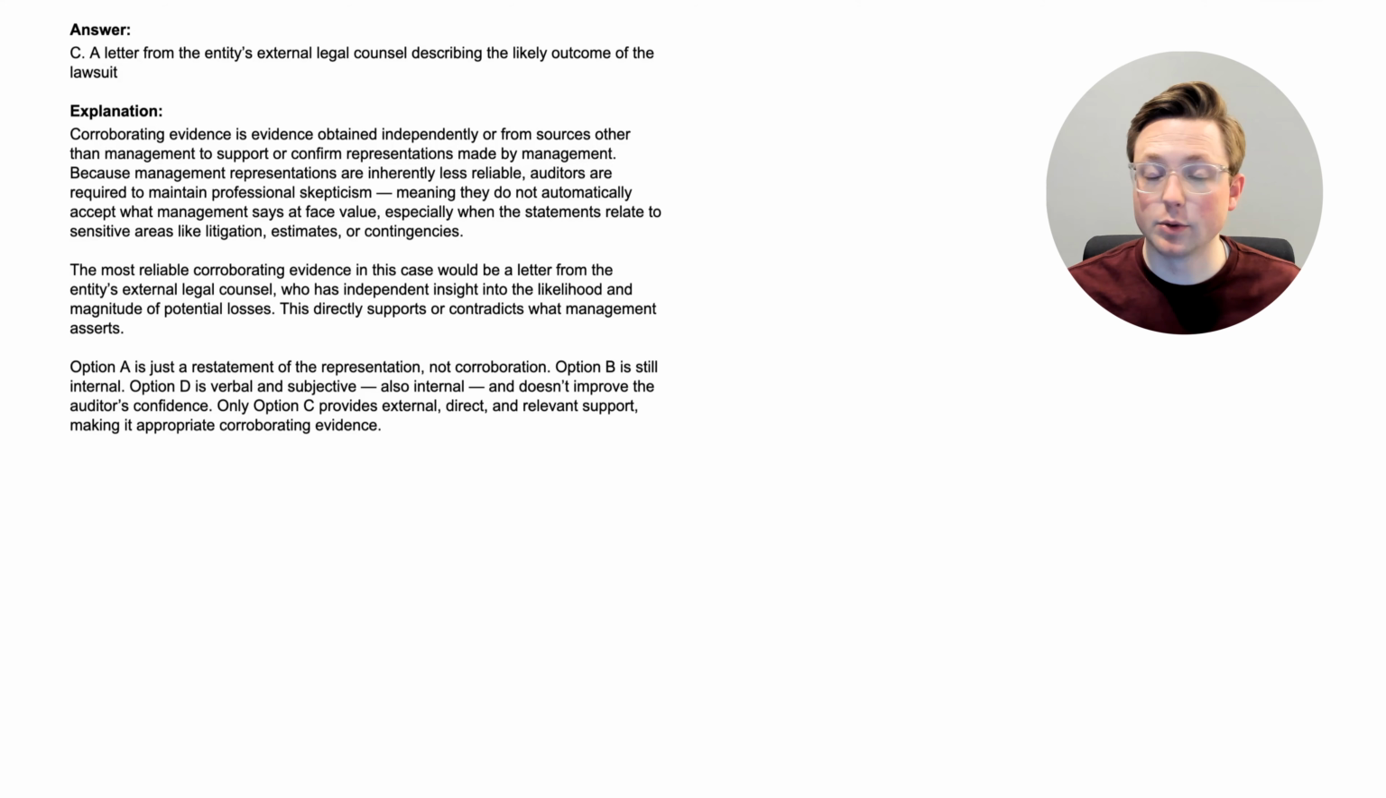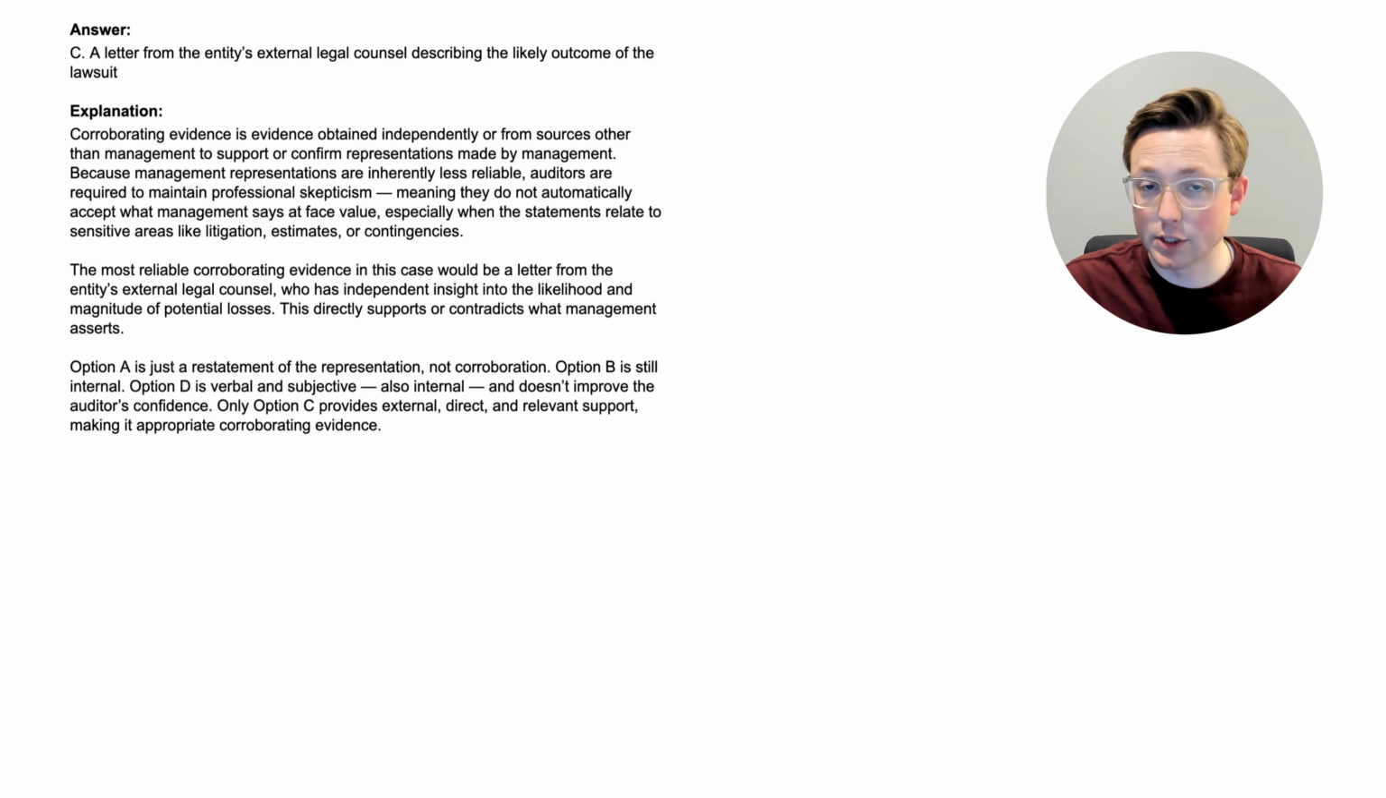Option A is just a restatement of the representation, not a corroboration. Option B is still internal. And then option D is verbal and subjective, also internal, and does not improve the auditor's confidence. Only option C provides external, direct, and relevant support, making it appropriate corroborating evidence.